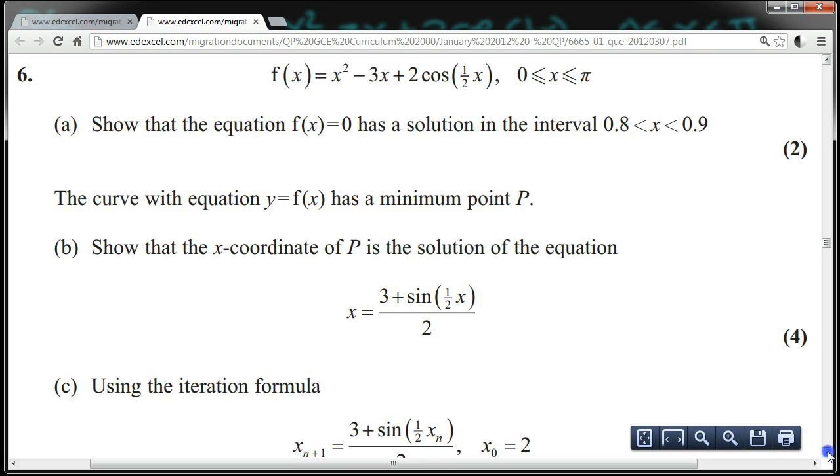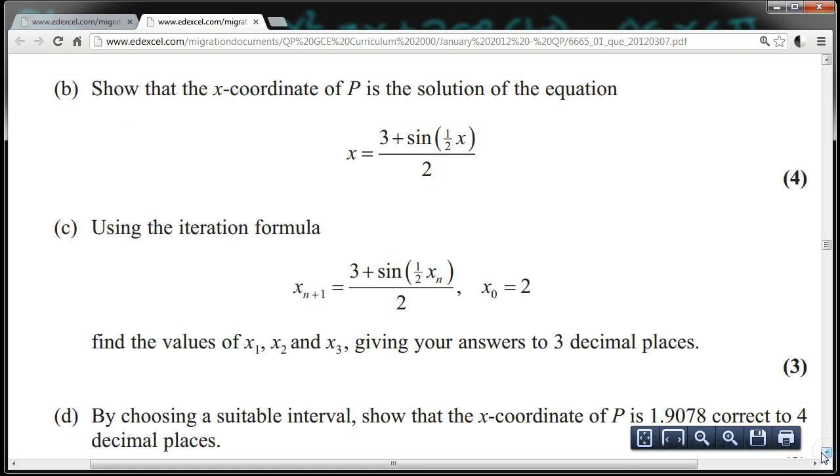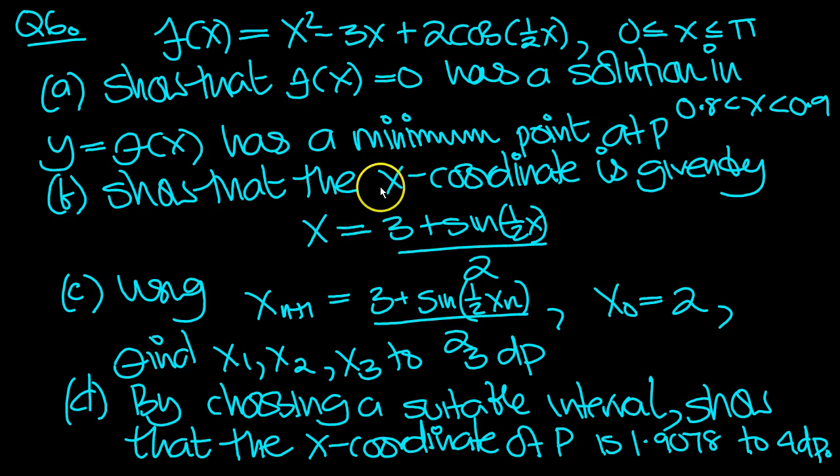Using the iteration formula given below, find the values of x1, x2 and x3, giving your answers to 3 decimal places. By choosing a suitable interval, show that the x-coordinate of P is 1.9078, correct to 4 decimal places. So let's have a look at this then. I've got the question summary form here.